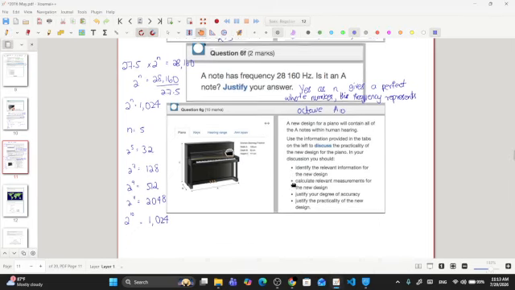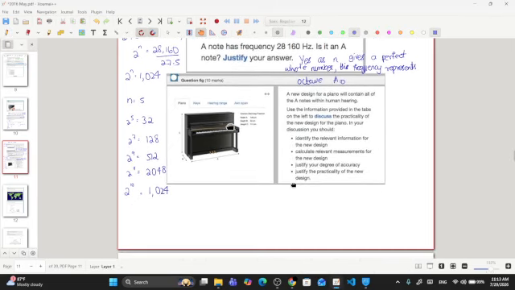A new design for a piano will contain all of the A notes within human hearing. Use the information provided in the tabs on the left to discuss the practicality of the new design for the piano. In your discussion, you should identify the relevant information for the new design, calculate relevant measurements for the new design, justify your degree of accuracy, and justify the practicality of the new design.